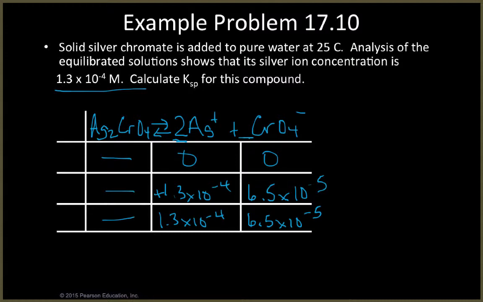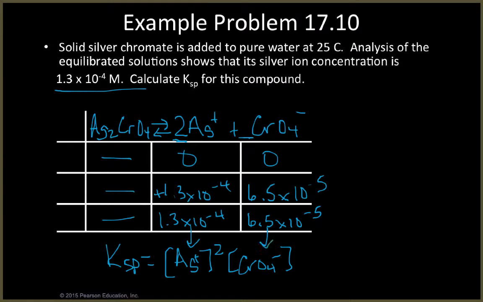So once we have that, now we can set up our K expression. So KSP equals Ag+ to the second times CrO4 2-, and then we're going to substitute those values in. I'm not going to show that substitution, but all I'm doing here is substituting these in, and that gives me a KSP value of 1.1 times 10 to the negative 12.